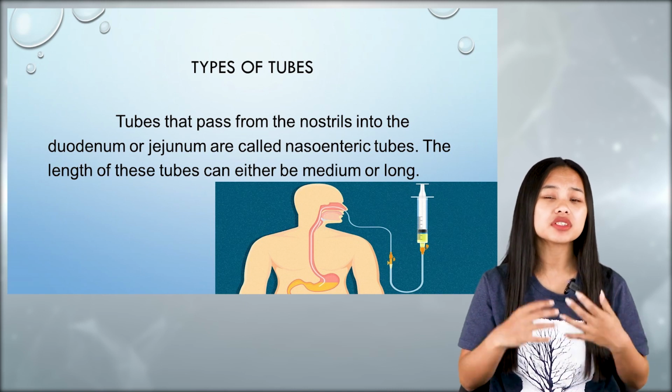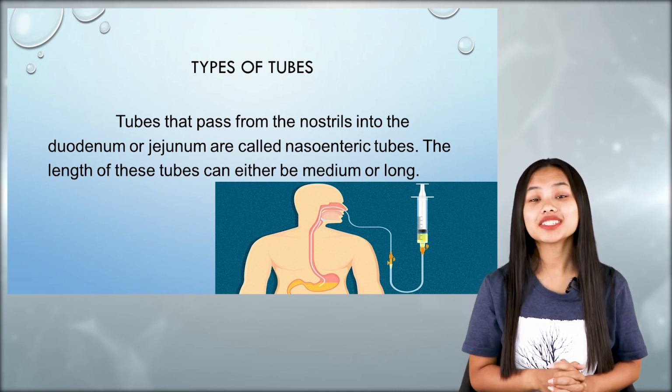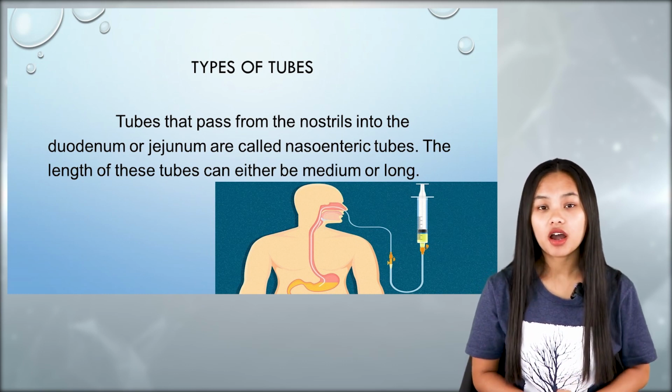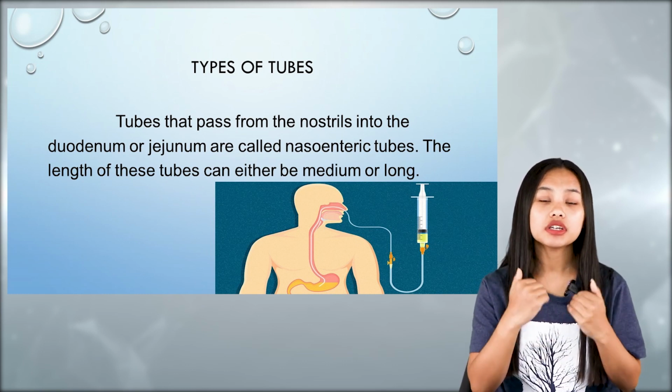There are various types of tubes which are present. For example, there is a nasoenteric tube, which is a tube that can pass from the nostrils into the duodenum or the jejunum. Depending on the purpose, we can also choose the size of this tube. If you require it for feeding, then you can use a medium-sized tube, whereas if you require it for aspiration or for decompression, then you can use the long-sized tube.